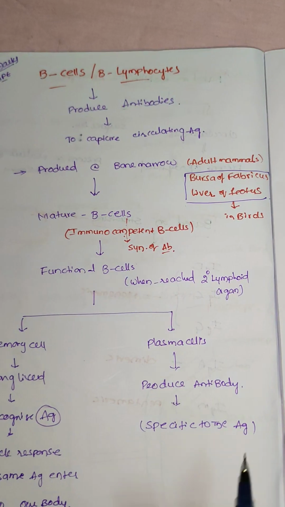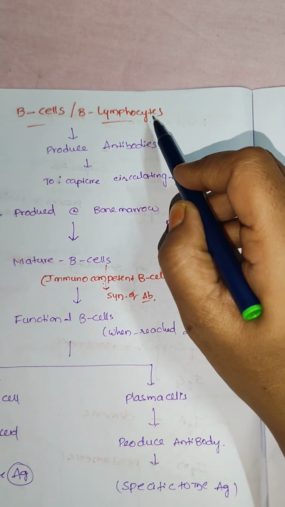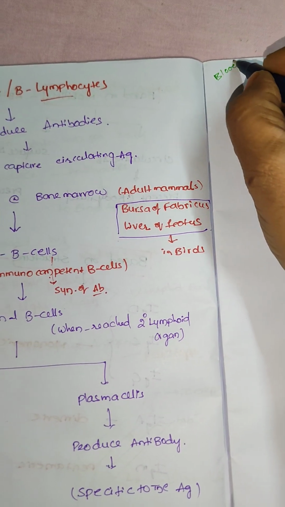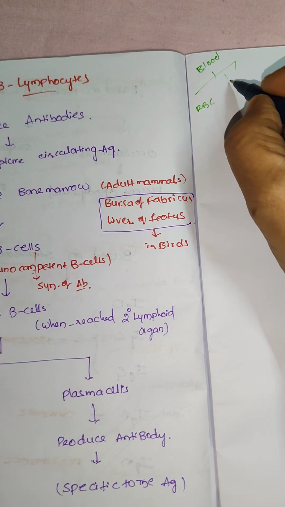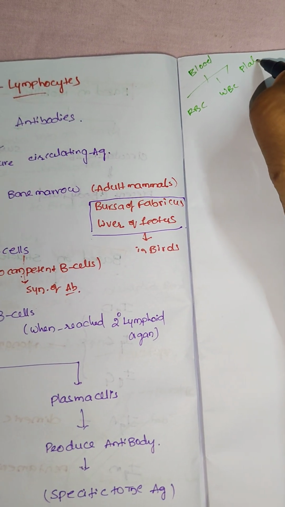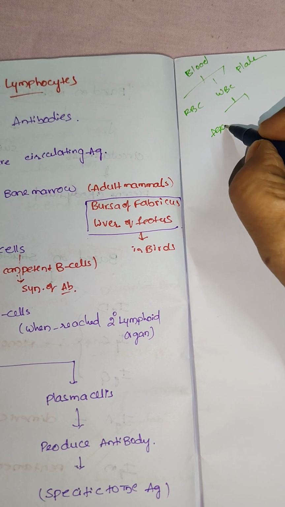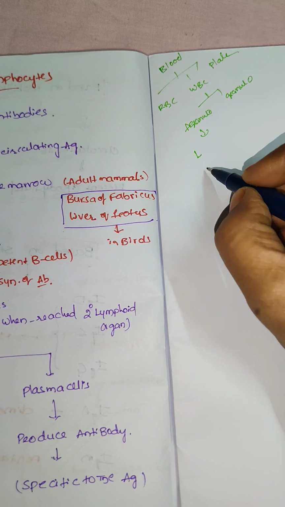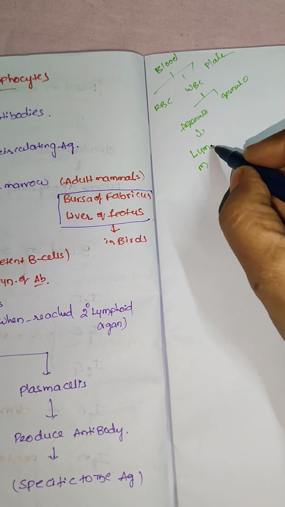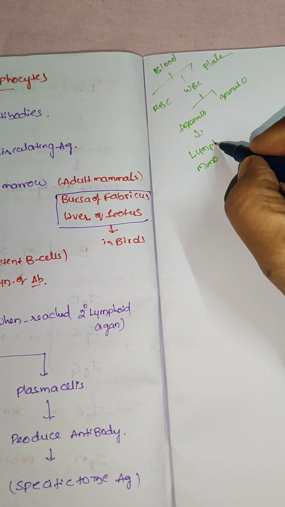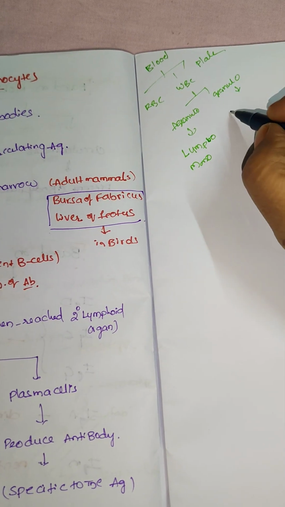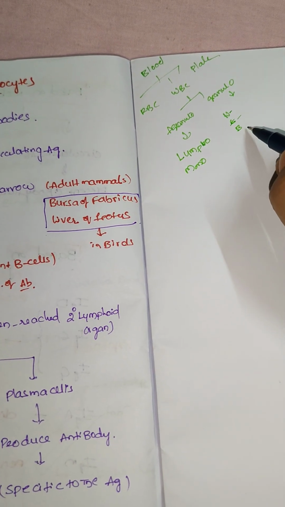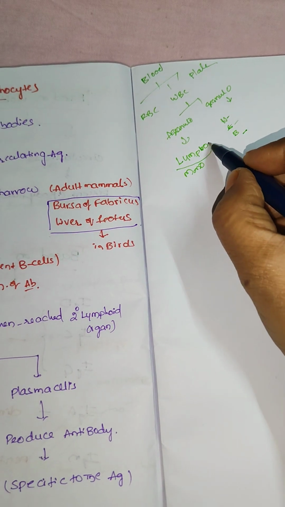Before going to the topic, B lymphocytes are cells in the WBC. In blood we have RBC, WBC and platelets. In WBC, there are agranulocytes and granulocytes. In agranulocytes, lymphocytes and monocytes are present. Then granulocytes, NEB, we already discussed in the fluid connective tissue: neutrophils, eosinophils, basophils. Now the topic is lymphocytes.